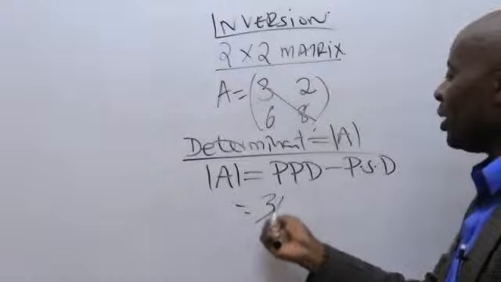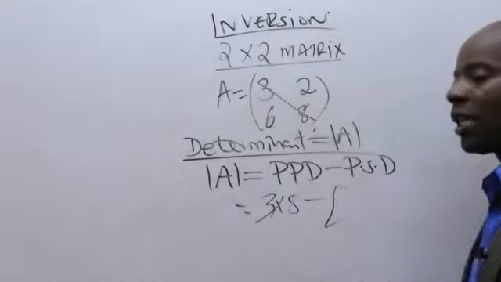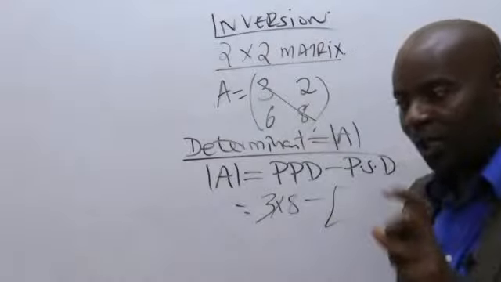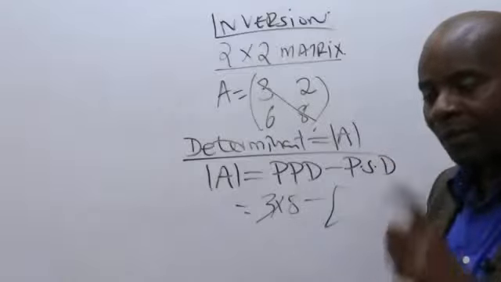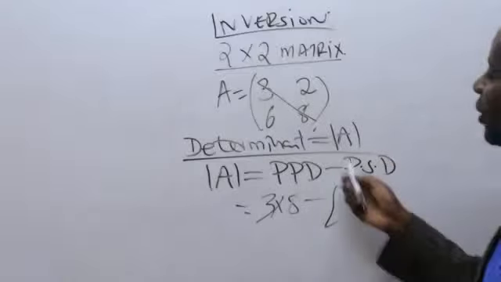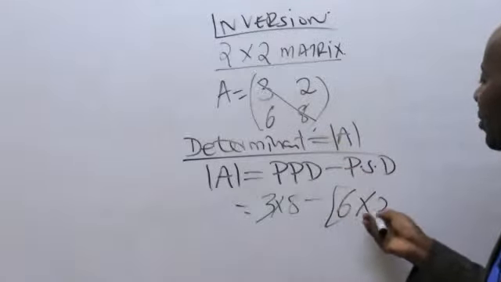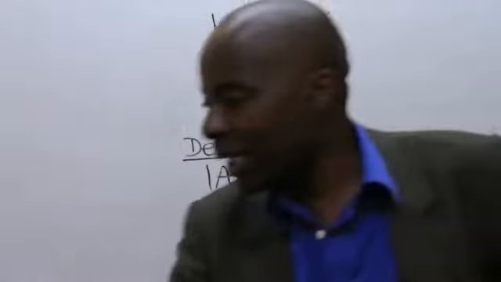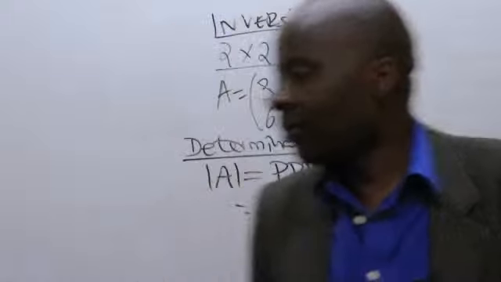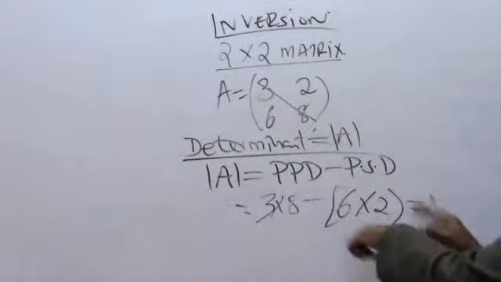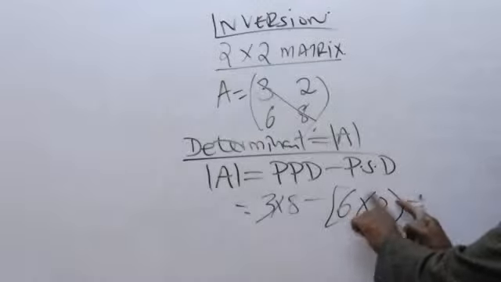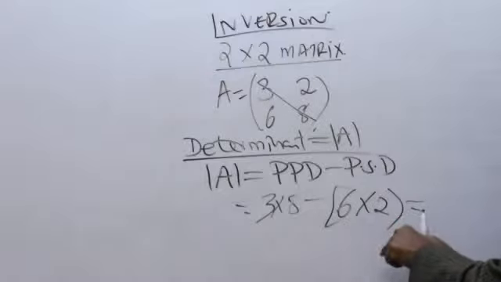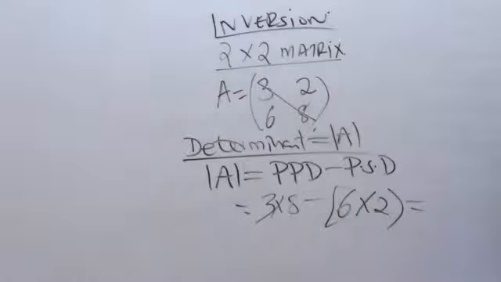Therefore, ladies and gentlemen, this will be 3 times 8 minus the product of the secondary diagonal. You must always put the secondary diagonal into perspective. The secondary diagonal elements must always be put in brackets. So the product of the secondary diagonal, what do we have? We have 6 times 2. Could you kindly give me this answer? The product of the secondary diagonal must always be put in brackets, especially whenever you have one or all the elements inside the secondary diagonal being, for example, negative.